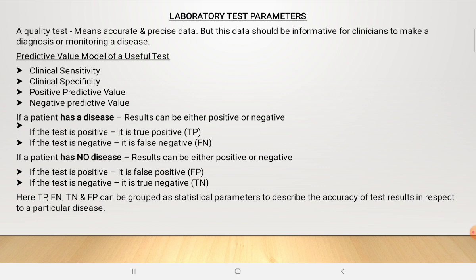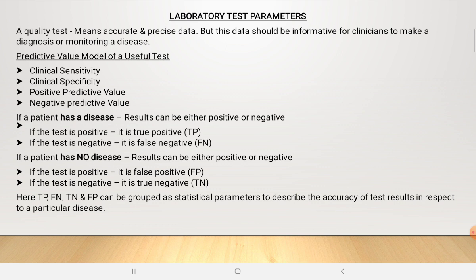These are the four parameters that predict how precise the test is, and the quality of the test is determined by these four parameters: clinical sensitivity, specificity, positive predictive value, and negative predictive value. So we will come into each of these parameters.